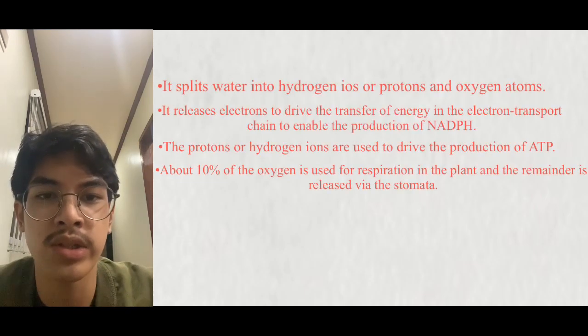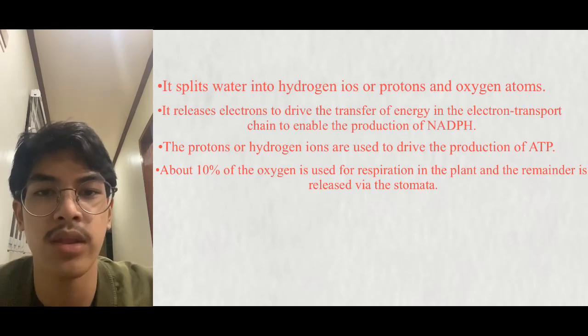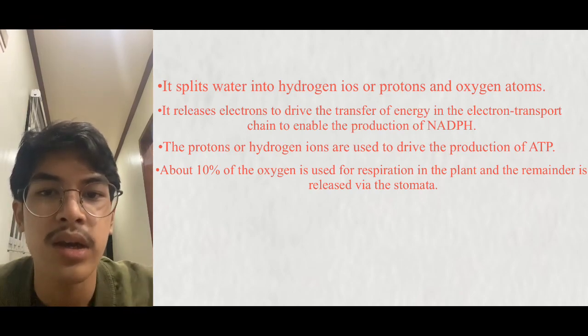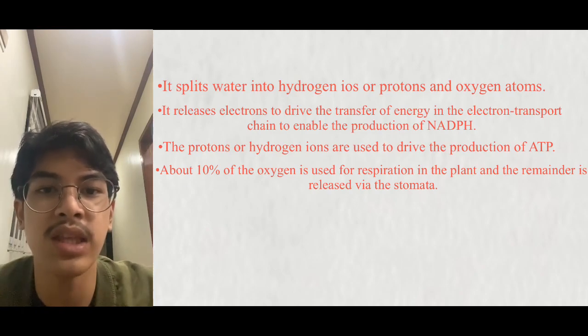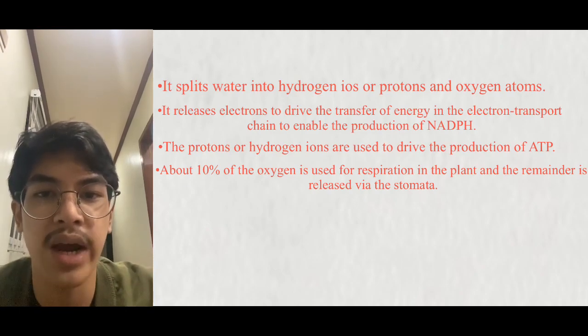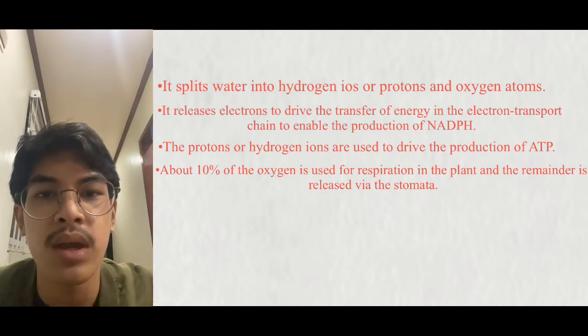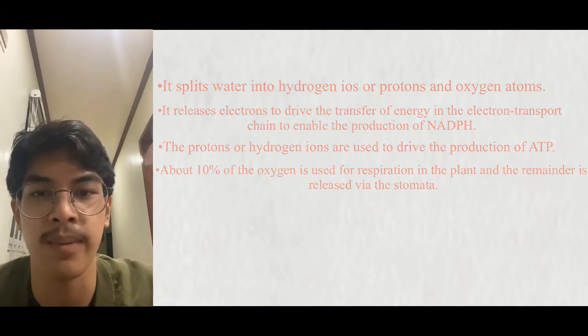It splits water into hydrogen ions or protons and oxygen atoms. It releases electrons to drive the transfer of energy in the electron transport chain to enable the production of NADPH. The protons or hydrogen ions are used to drive the production of ATP. About 10% of the oxygen is used for respiration in the plant and the remainder is released via the stomata.